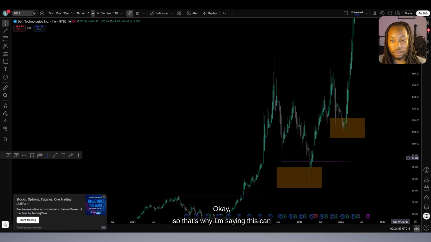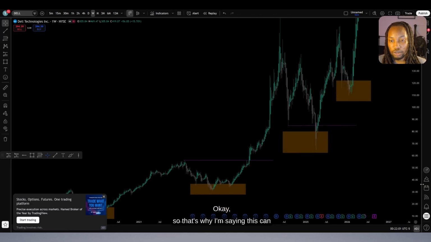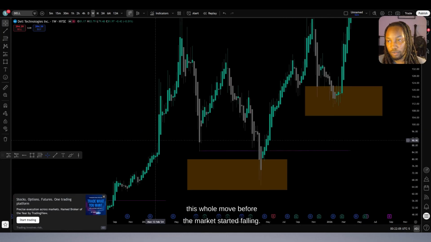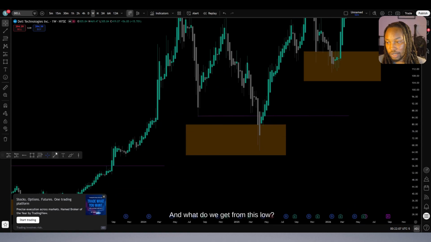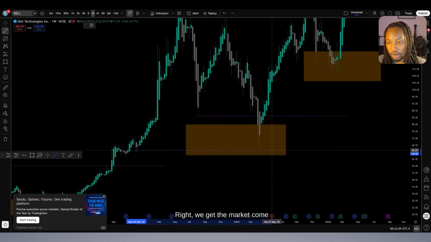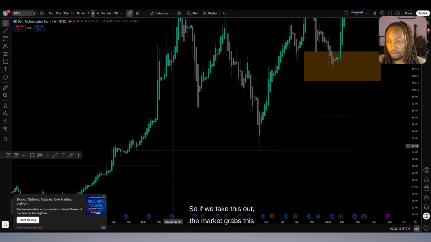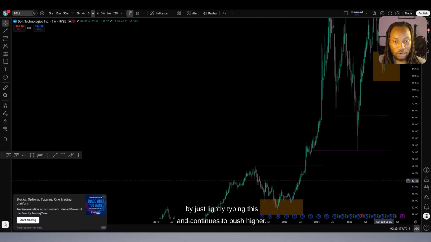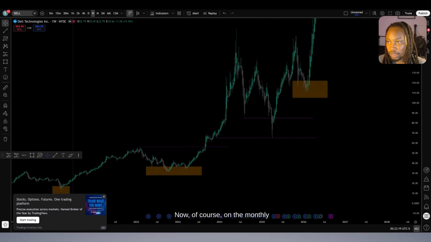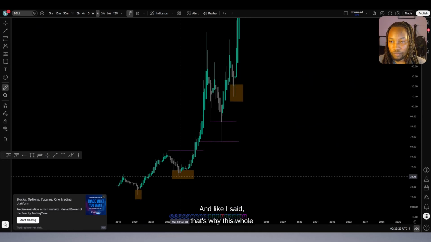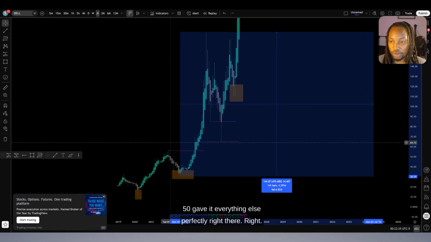Okay, so that's why I'm saying this can also be another thing for you, because you can see this is the low that caused this whole move before the market started falling. And what do we get from this low, right? Look at this perfectly. If we take this out, the market grabs this by just lightly tapping this and continues to push higher, okay? Now, of course, on the monthly time frame, you don't see that. You just see a green candle.